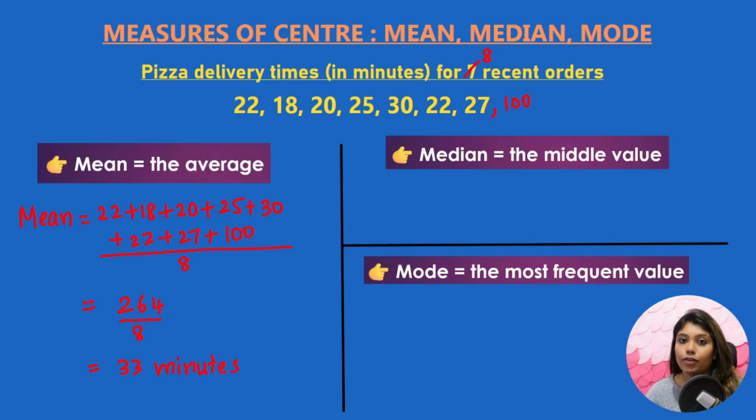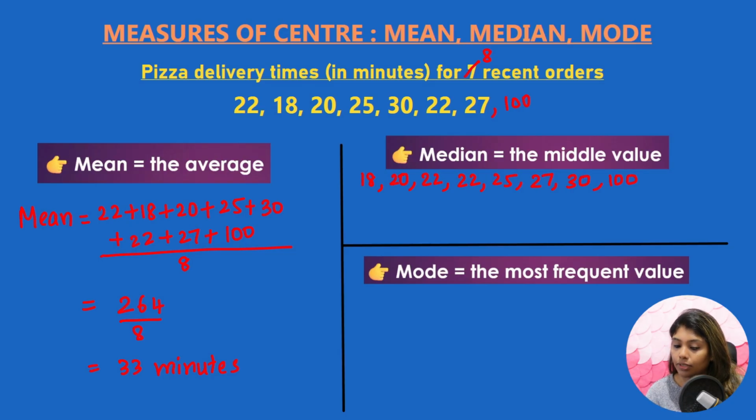The next thing to find is the median. So first let's arrange the data set in its increasing order. So that gives us 18, 20, 22, 22, 25, 27, 30 and 100. So we have all the 8 numbers listed.